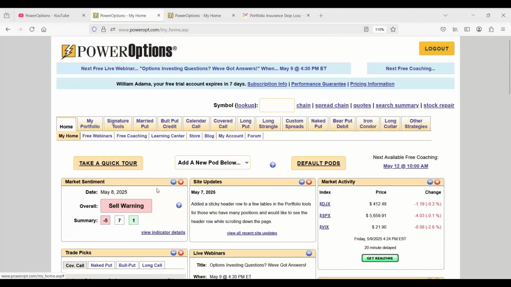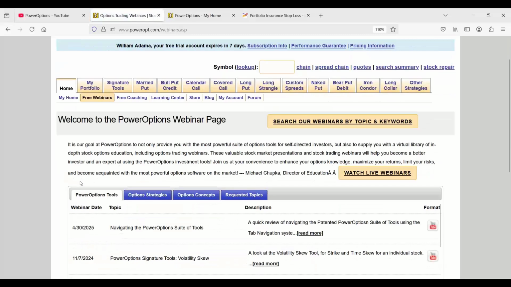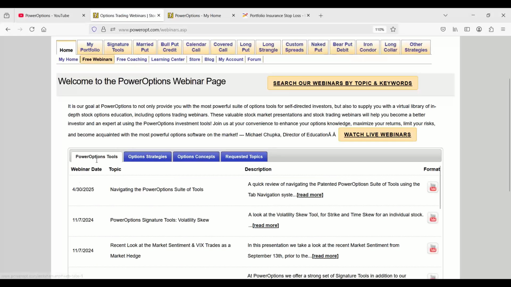14-day free trial in PowerOptions. The tab navigation system underneath the My Home tab, you can access the free webinars. There's 4 different categories that you can see in the webinars. PowerOptions tools, well, there's a brief introduction, which we're going through right now, and navigating the tools themselves.